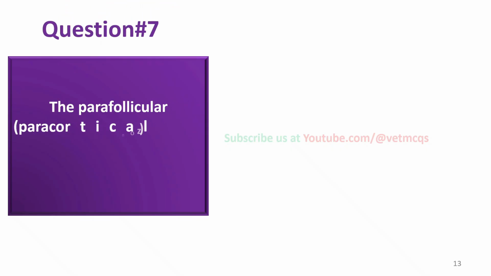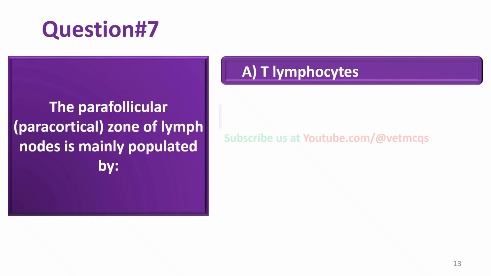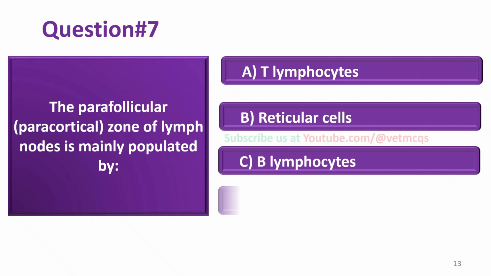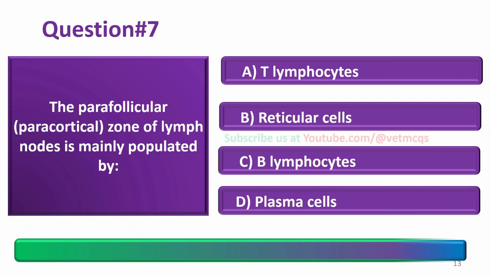The parafollicular or paracortical zone of lymph nodes is mainly populated by T lymphocytes, reticular cells, B lymphocytes, plasma cells. And the correct answer is option A, that is T lymphocytes.